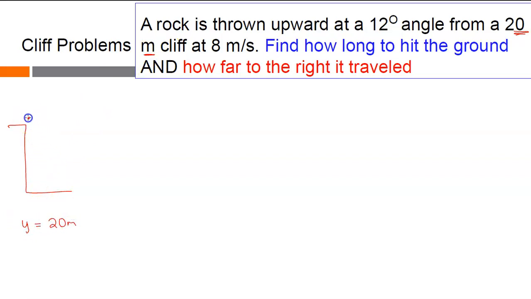The rock is here, and it's going to fall down. It's going to end up below. So 20 meters down. My acceleration in the y direction, that's gravity, 9.8 meters per second squared, down. When I throw, I need the initial velocity of this thing. Well, the difference here is that now I'm throwing the rock up at a 12-degree angle. So the initial velocity is something like this.